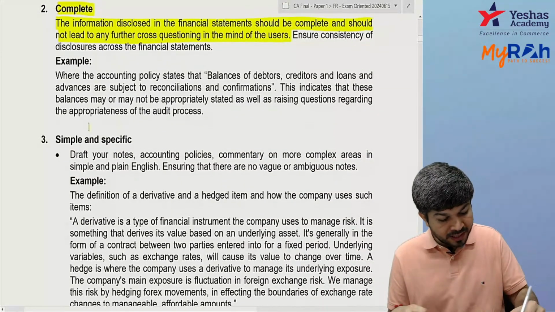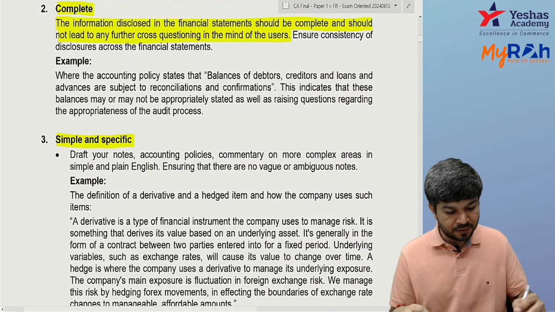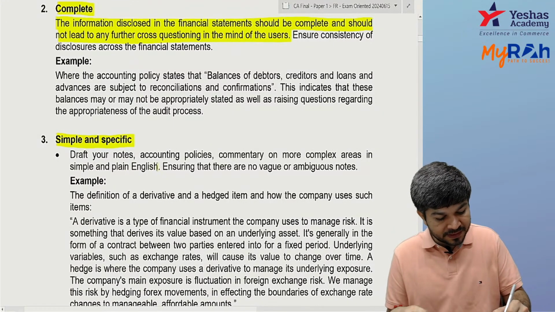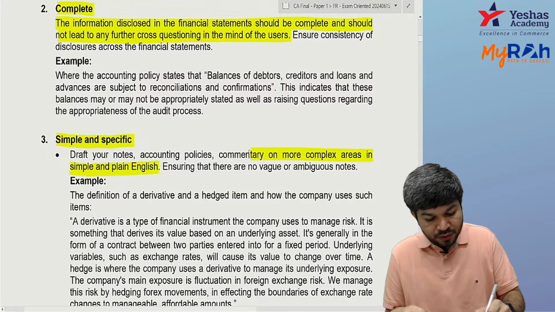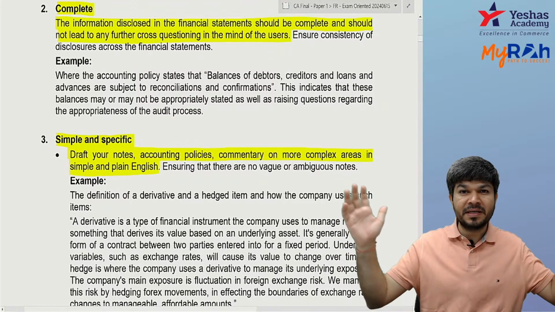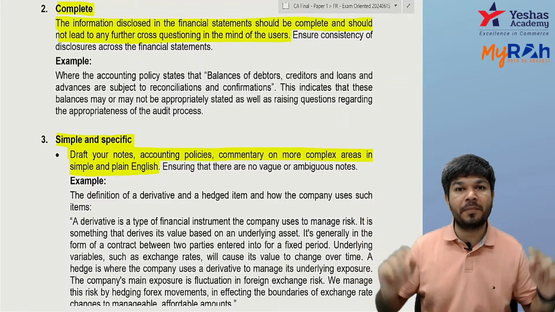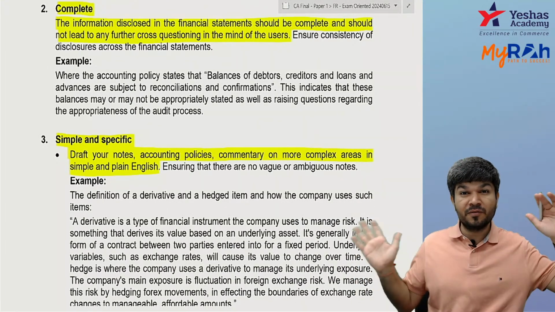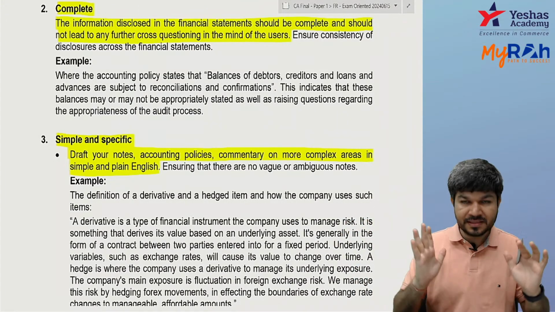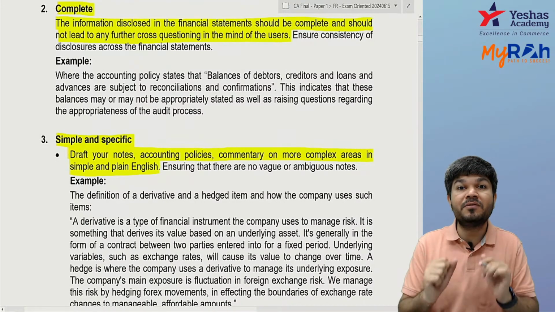Third, all your accounting policies, you draft in a simple way. Accounting policies should be drafted in simple English. Try to use smaller sentences rather than a big sentence. A sentence going to 4 lines? No. Divide the sentence into 4-5 sentences. It becomes easy to interpret.